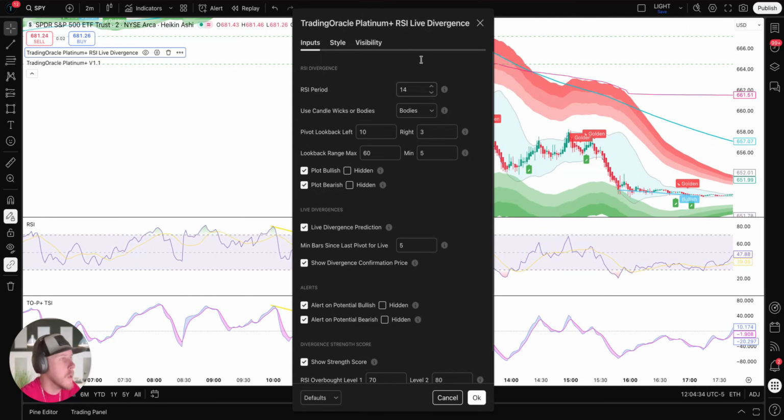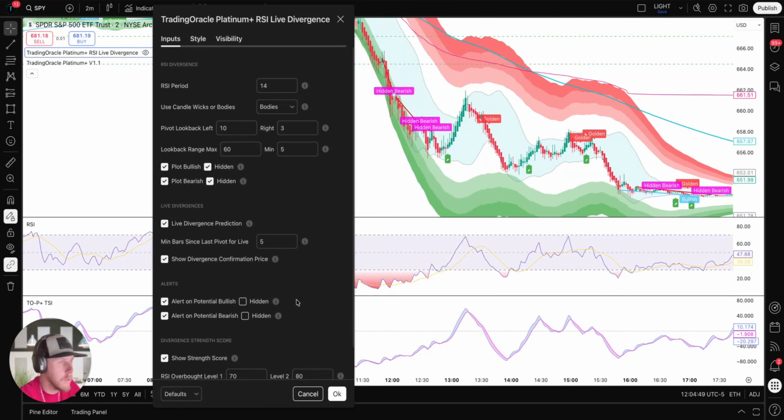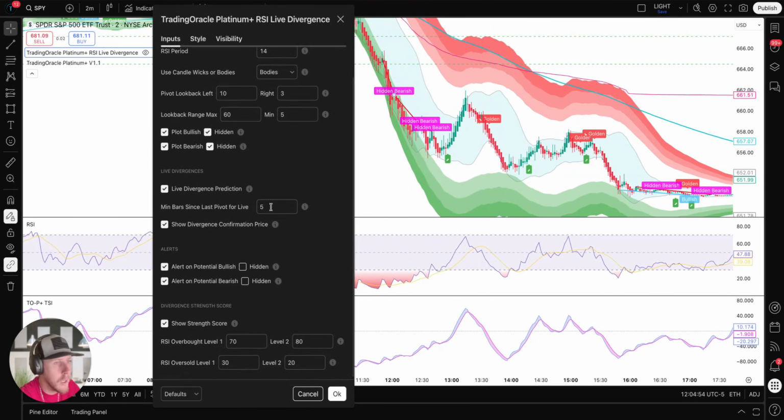All right, so what you can also do, so the look back range, I usually keep that default as well, so 60 and 5. If you want the hidden divergence to come up, you can just select these 2 boxes right here. And you've actually got some hidden bearish divergences here that pop up, so we're going to look at those in just a second.